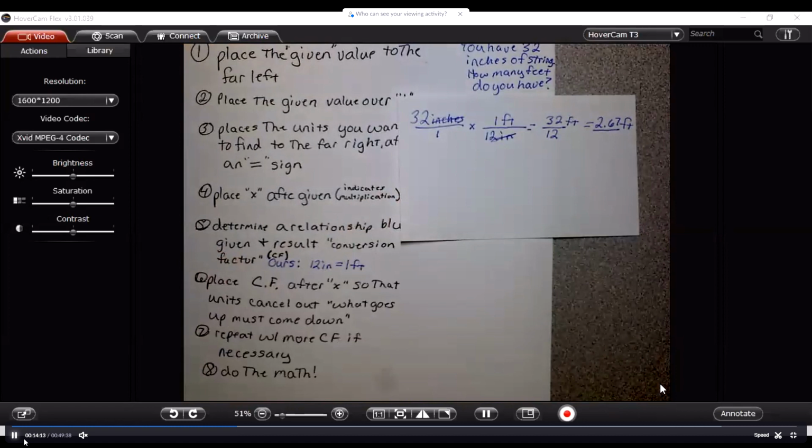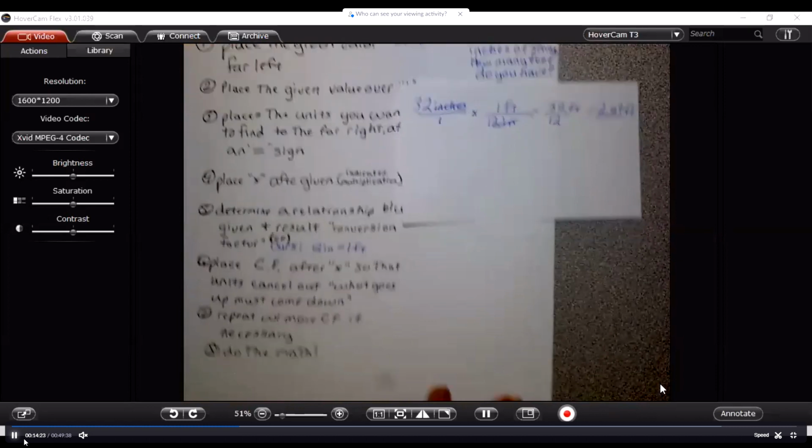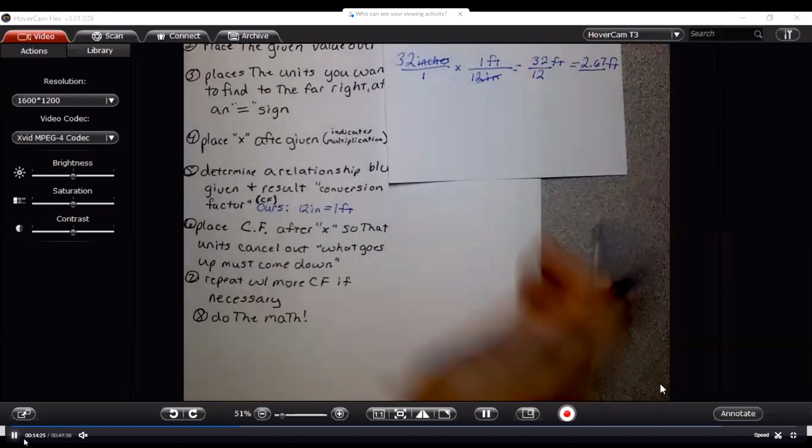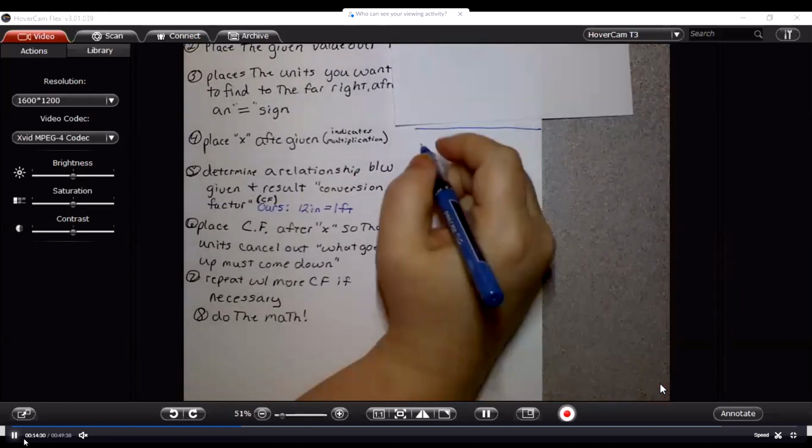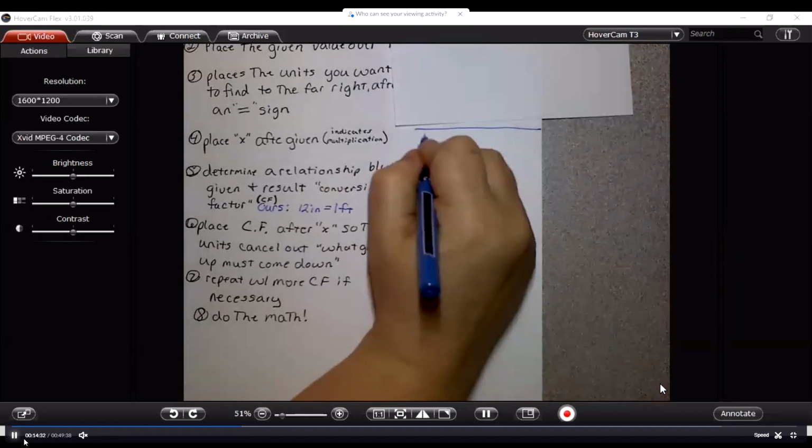Hopefully that one was pretty simple for you. Again, when you do this on your homework, all of those conversion factor values are going to be given to you in a table. So all you have to do is pick the right ones. We're going to go ahead and do another example here.